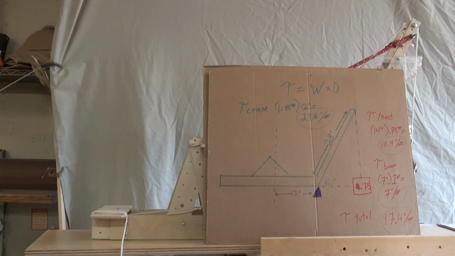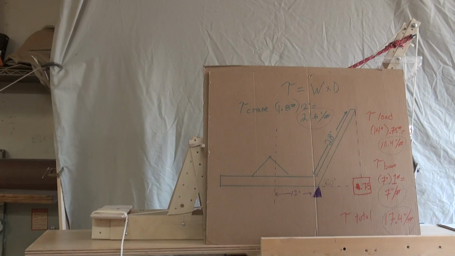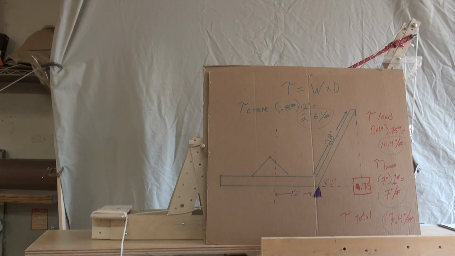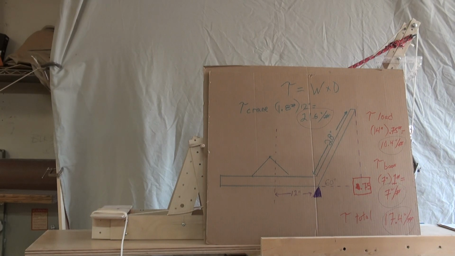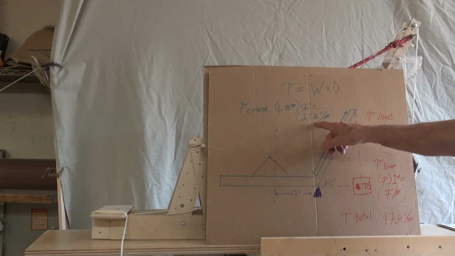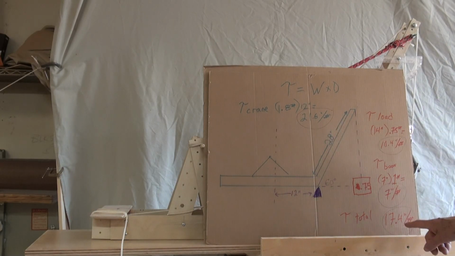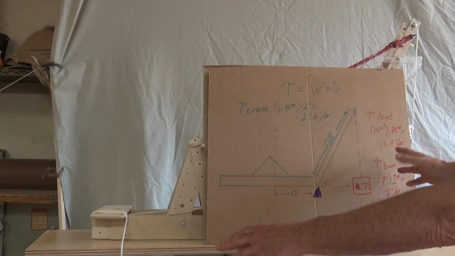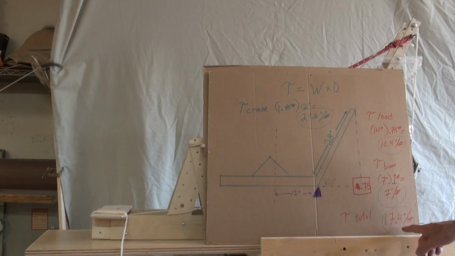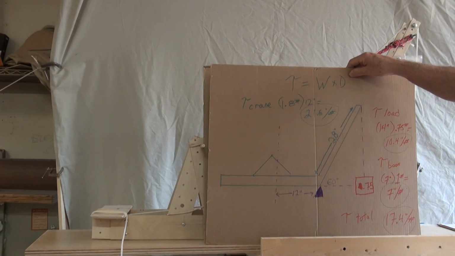Now what about the other side of the pivot point? The torque of the crane. Well, there's the weight of the crane, 1.8 pounds, and the distance from the pivot point to the center of gravity of the crane is 12 inches. Multiply, 21.6. This is greater than that, so the torque that wants to rotate it this way or keep it on the ground is greater than the torque that wants to tip it over. Well, we knew that it wasn't going to tip over.